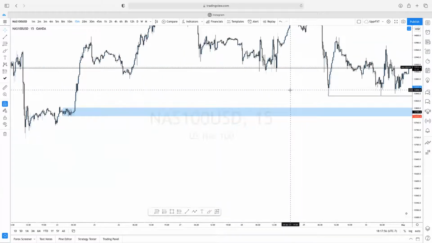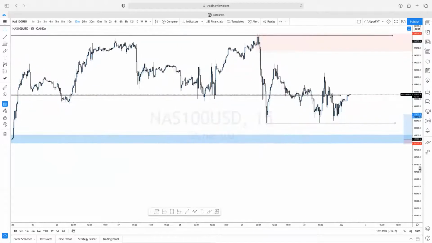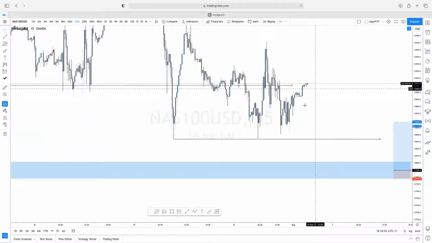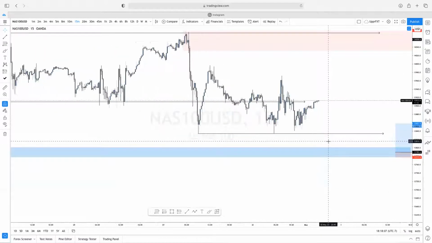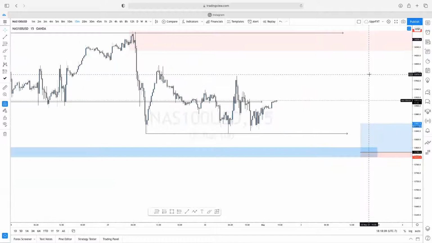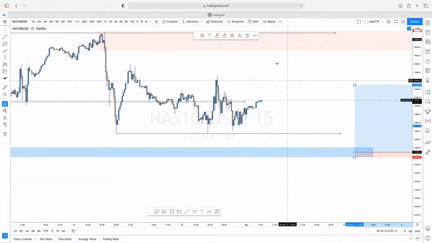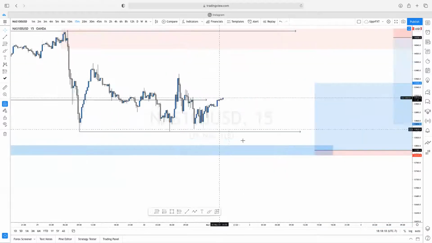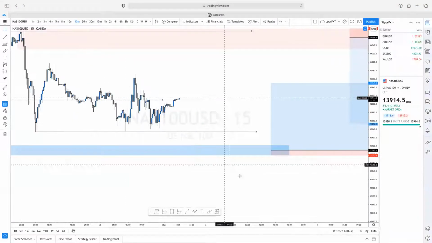Short-term view, I want to see these equal lows taken before anything happens, honestly. And as we're going into the week, maybe we'll see these lows taken or some news happens. That's it for NAS. Once again, I don't really trade NAS like that, so I'm not too familiar with the price action and everything. But this is what I'm seeing, just based on the concepts that I trade.